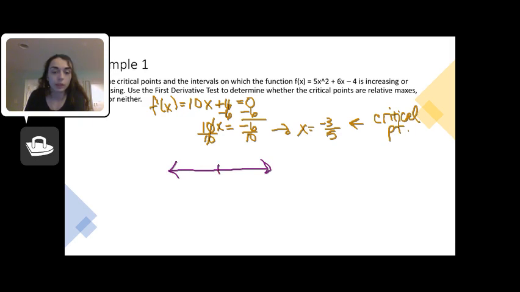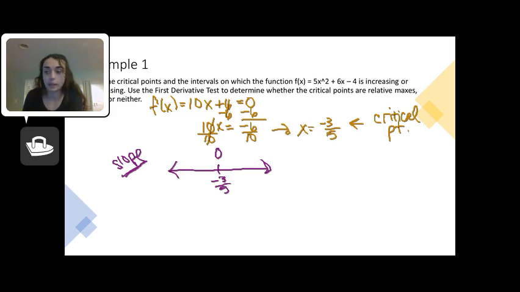So I'm going to put my critical point here, and then I'm going to put a 0 above it to show that the slope is 0 at negative 3/5, because this number line will be indicating slope. Okay, so now we want to test values to the left and right of all of our critical values to see whether the slope is changing from positive to negative or what.